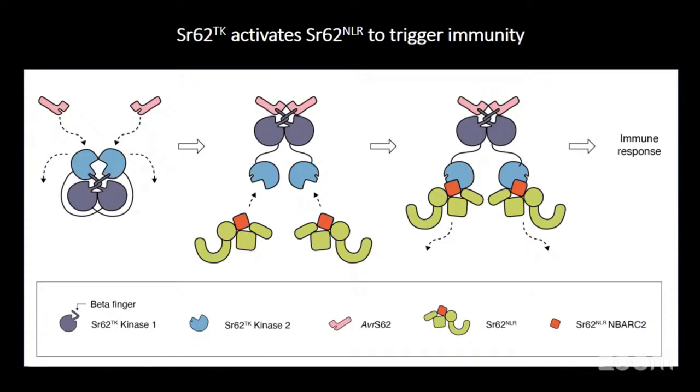And then when you add the effector, it comes along and interacts with kinase 1. This releases kinase 2 from this complex. It's still tethered, but it's now floating about. And this exposes an N-terminal lobe in kinase 2 that allows it to recruit the NLR to the complex. This recruitment happens through an N-bark domain, which is highlighted in red in the figure. And this then activates the NLR and leads to immune responses.